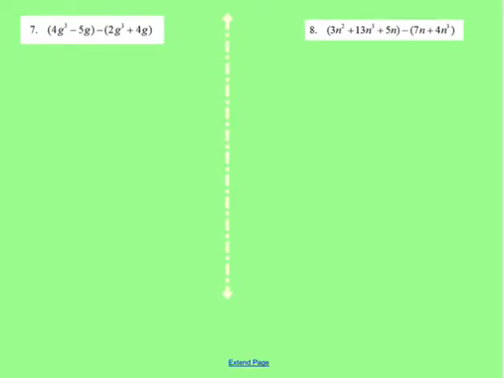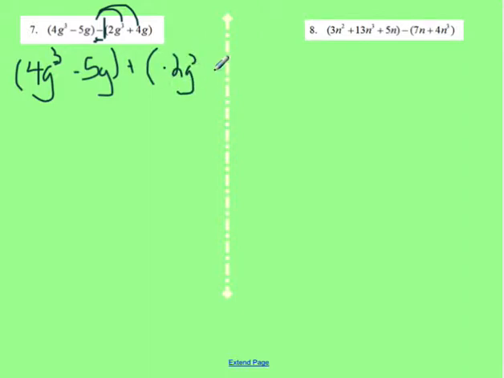So let's take a look at this guy. So before I go lining up my columns, I want to take this negative sign here. Pretend there's a little negative 1 out front. So I'm going to take that negative 1 and I'm going to distribute it into each thing. So here's what my problem is going to become. I have 4g cubed minus 5g. Now I'm going to make this plus, and then I'm going to change this. So it's going to be negative 2g cubed minus 4g. So I just went through and I changed the signs of everything.